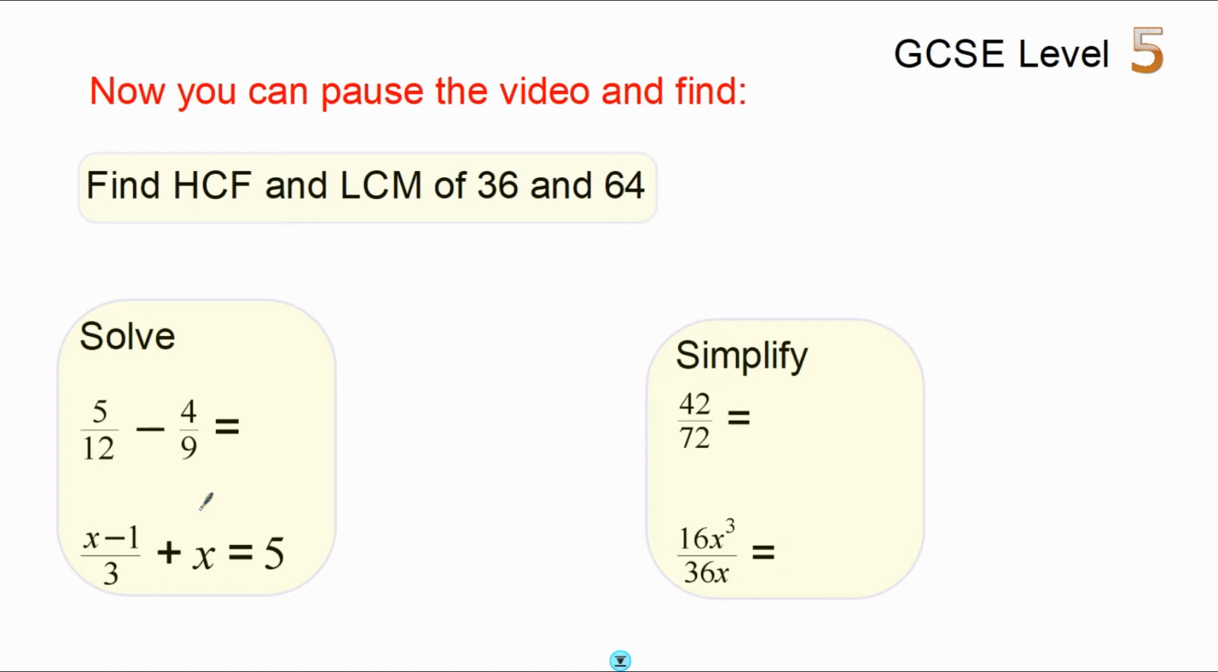Question 5: find the HCF and LCM of 36 and 64. Solve a fraction question, 5/15 minus 4/9, and solve an algebraic equation, x minus 1/3 plus x equals 5. And then we have simplify 42/72 and 16x cubed over 36x. So you can pause the video now and give yourself 5 minutes.